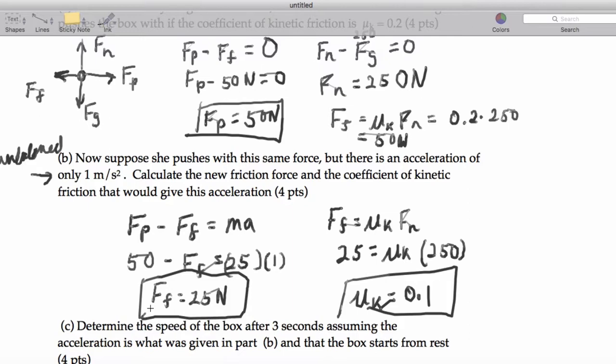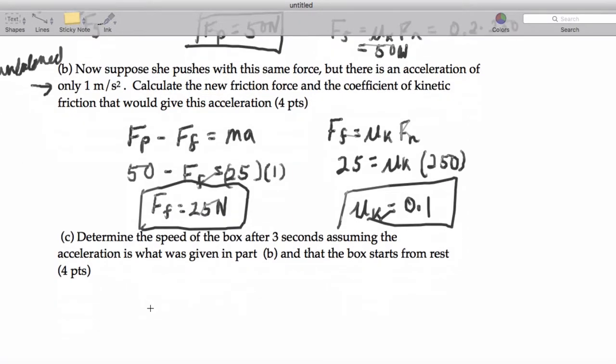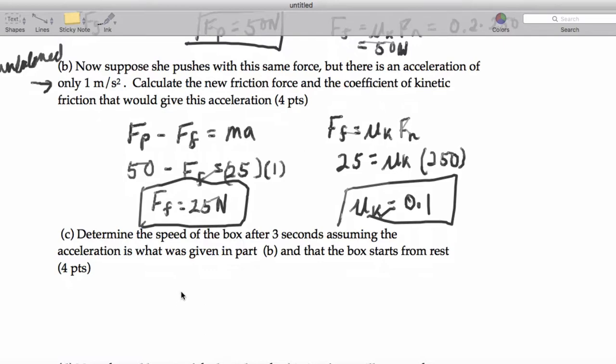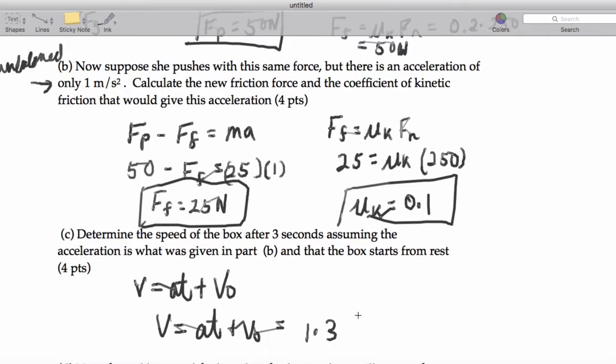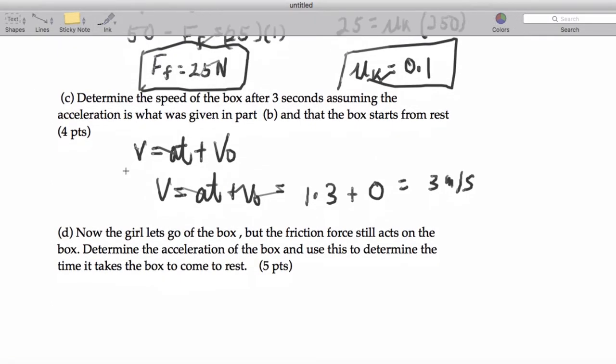Lastly, we're going to determine the speed of this box after 3 seconds, assuming its acceleration is what was given in part B and the box starts from rest. So we have v equals at plus v naught. So that's v equals 1 times 3 plus 0. That's going to be 1 meter per second squared times 3 plus 0. So that's going to give us 3 meters per second. Awesome.